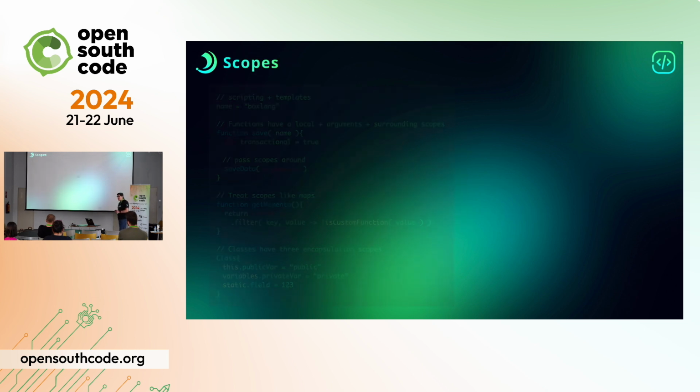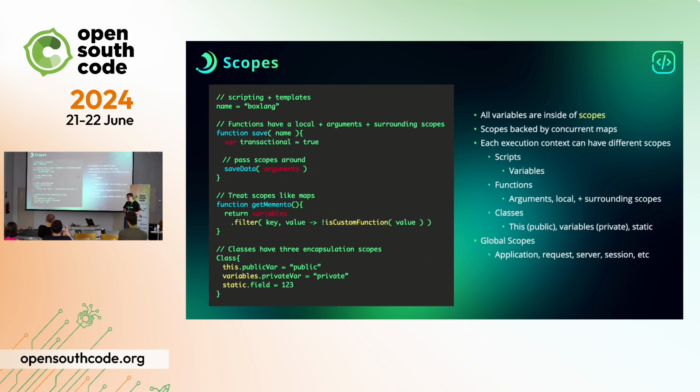So let's start with scopes. Scopes are very unique to BoxLang. And this is where all variables are stored in a page of execution. All variables are stored inside of what we call scopes. Okay? All scopes are backed by Java concurrent maps. Okay? And each execution context has different scopes. So for example, a script only has variable scopes. A function has an argument scope that comes in, a local scope that's only available to the function, and any surrounding scope of where the function lives.